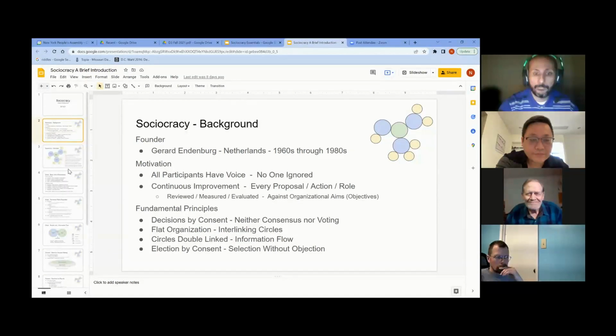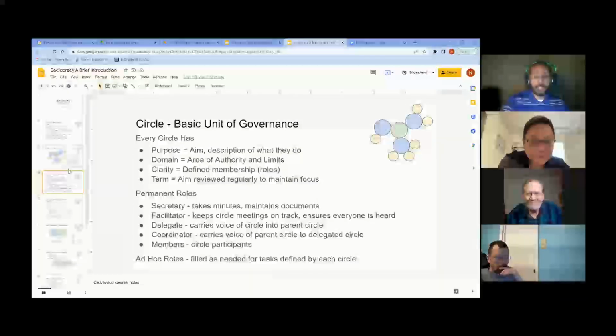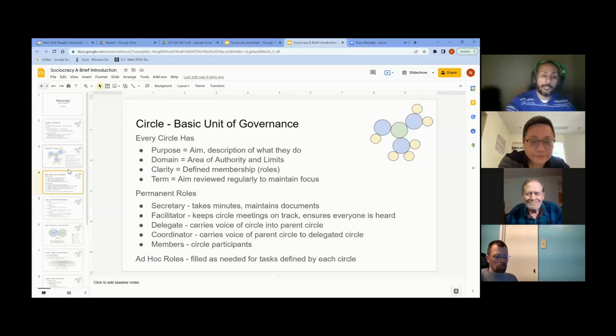Circles' basic governance is the purpose, the domain, and the clarity to define membership, roles, and the terms. And then the roles: we have secretary, facilitator, delegate, coordinator, and the member. Also, we have ad hoc roles, filled as needed as tasks are defined by each circle. Now, as you can see, there's a representation of the double link. You have the parent circle where the coordinator goes in as a delegated circle, and then from the delegated circle, you have the delegate to the parent circle.